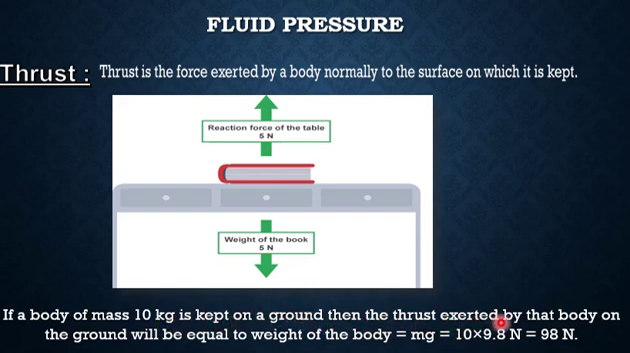Another example: suppose a body of mass 10 kilogram is kept on the ground, then the thrust exerted by that body on the ground will be equal to the weight of the body. And we know weight of a body is equal to mass into acceleration due to gravity. So I put the value of mass and acceleration due to gravity and we have got the result. So here 98 Newton is the thrust acting on the ground due to the body of mass 10 kilogram.